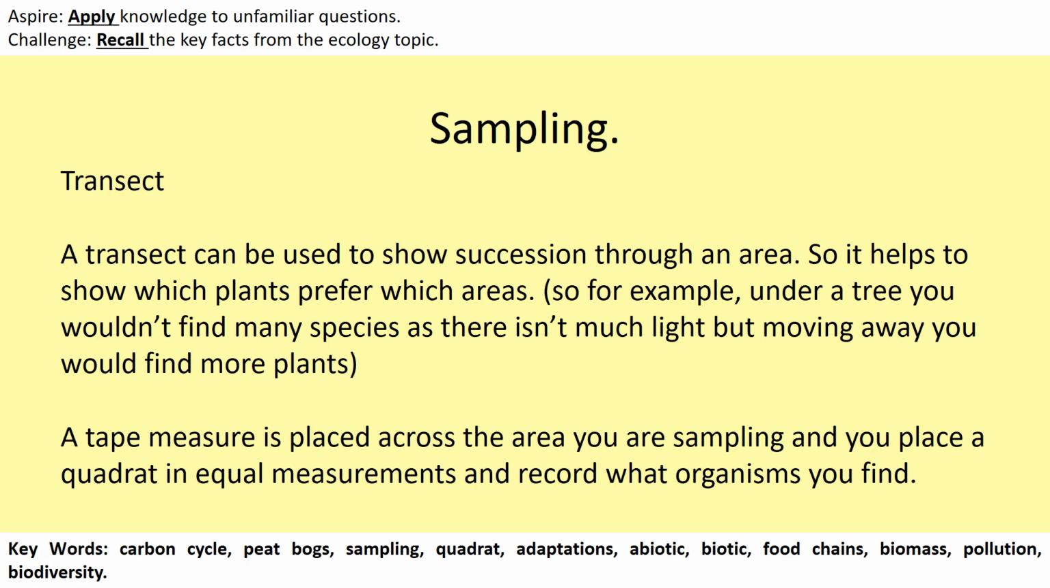So you put your tape measure down, and then every 5 meters you might put your quadrat down and just make a list of the organisms which are in that quadrat. Then you go another 5 meters and see if it's any different, etc., etc. So that is a transect line.